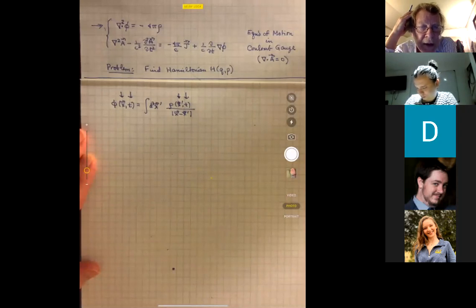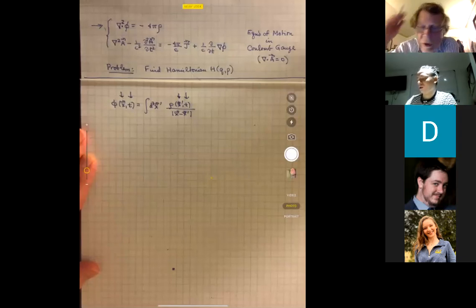So in electrostatics, that's okay because everything is static and the delay doesn't matter. But in electrodynamics, which we want to do, it makes a difference. So the question then is, does this mean that Coulomb gauge is somehow violating relativistic causality? And the answer is no.